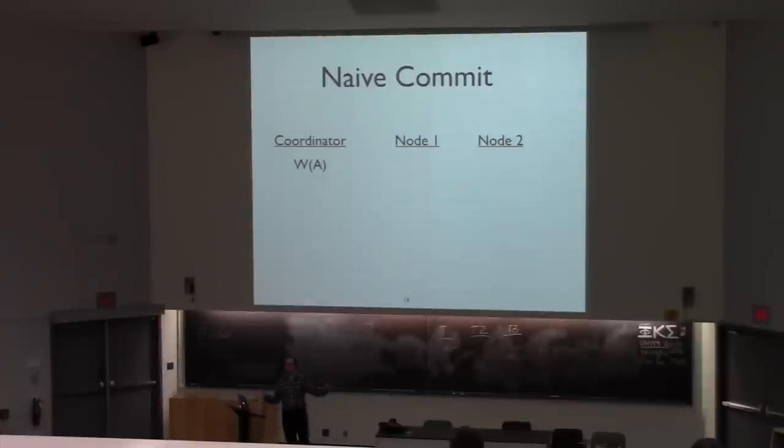So let's say that we have a set of participants. Let's break them up into logical components. Some physical hardware performing a coordination task, some physical hardware performing the role of node one, and some different physical hardware performing the role of node two. So the coordinator performs a write, and that write needs to get reflected on two different physical devices. So it's going to send a message to both of those devices and then ask itself, can I assume that that write was safely written to node one and two?